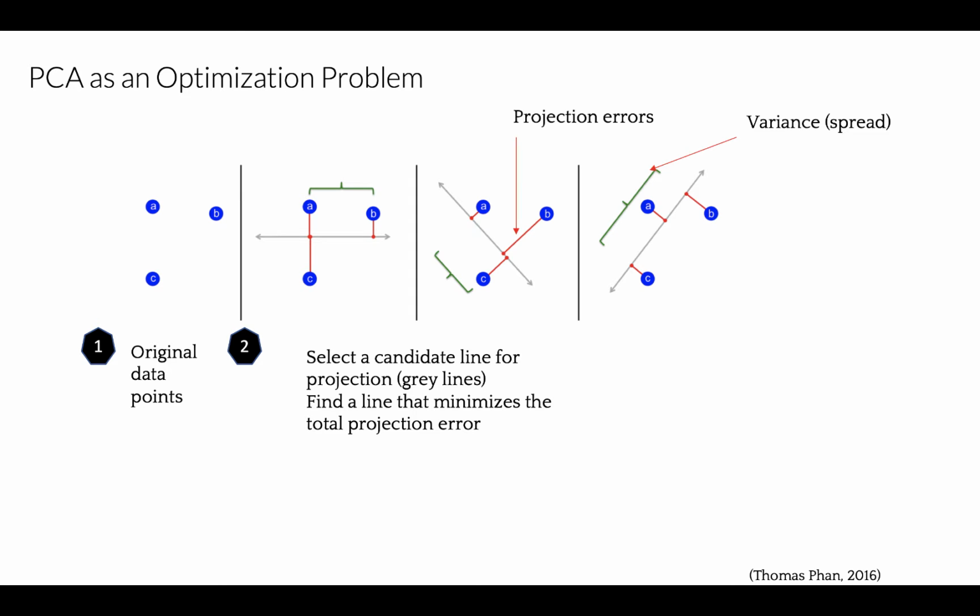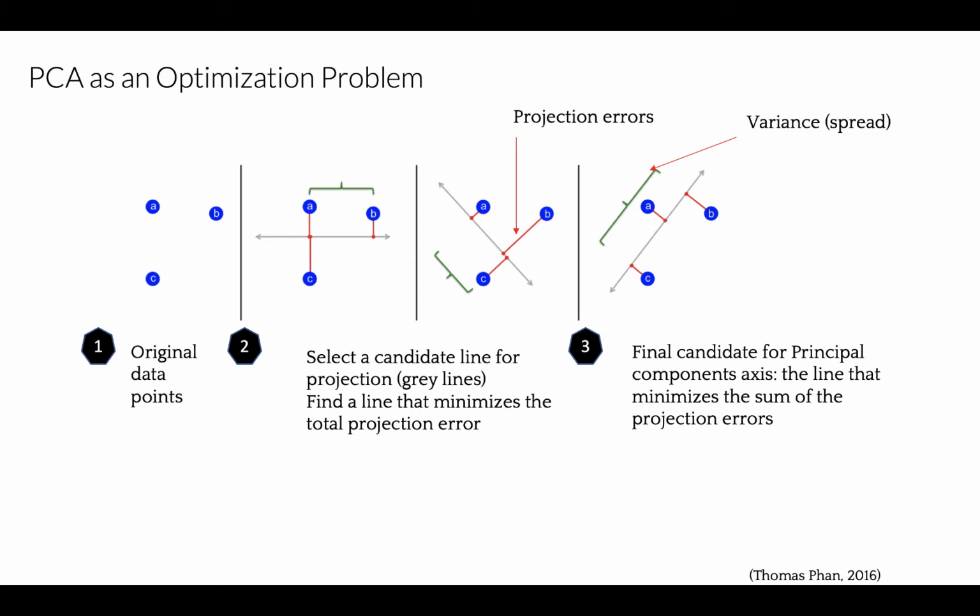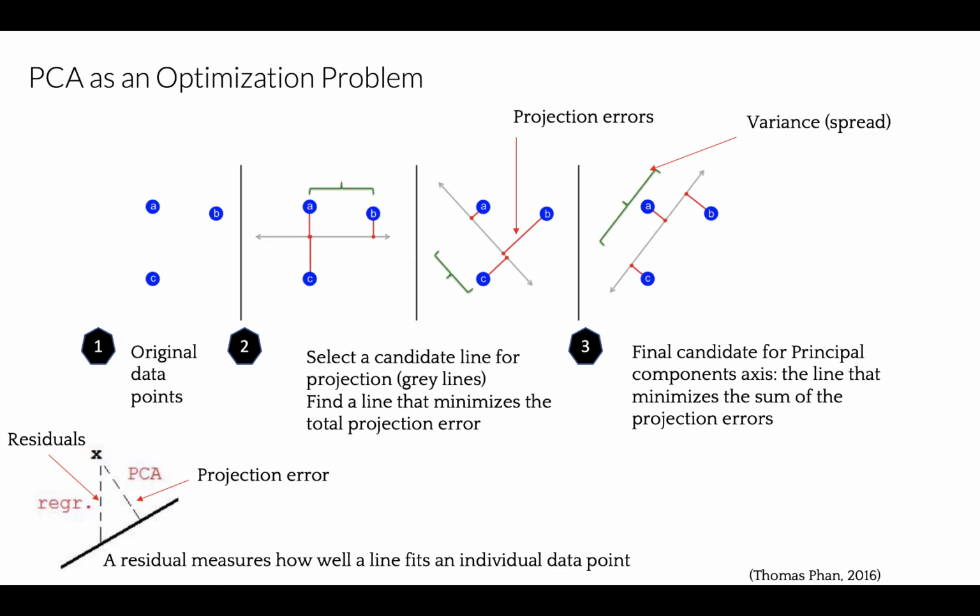The red lines indicate the orthogonal, perpendicular projection error here, and the green segments indicate the variance or spread of data projected onto the candidate axis. Let's look at the rightmost figure. It shows an axis that produces the smallest total projection error and, at the same time, the largest variance. So this axis would be chosen as the first principal component. This line minimizes the sum of projection errors. Note the difference between residuals in regression on the left, which are vertical lines, and projection errors in PCA, which are perpendicular 90-degree lines. Recall that residuals measure how well a line fits individual data points.